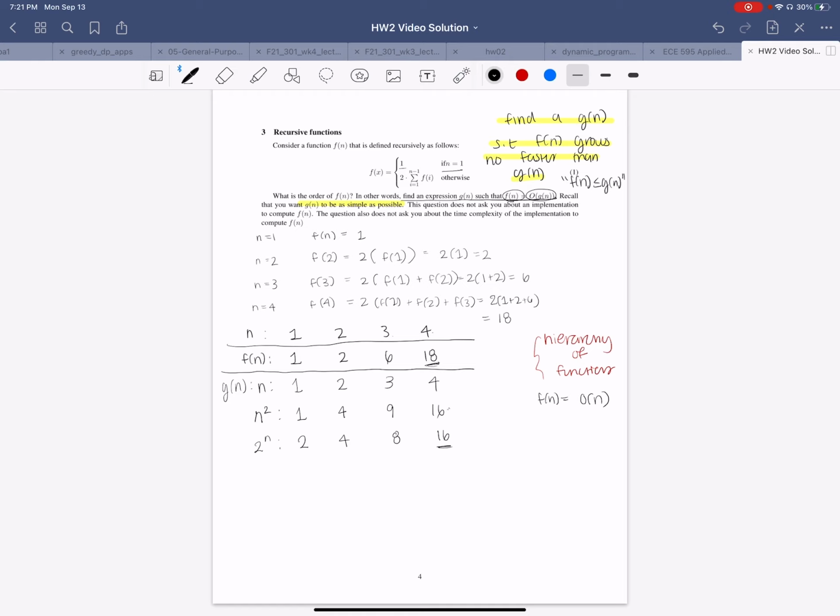So I could try out another function too. We can maybe try out 3 to the n. Here we can say that 3 to the first power is 3. 3 to the second power is 9. 3 to the third power is 27, and then this is 81. You can clearly see that 1 is less than or equal to 3, 2 less than or equal to 9, and so on. So we can say that f of n is equal to big O of 3 to the n. Yeah, that is the solution.